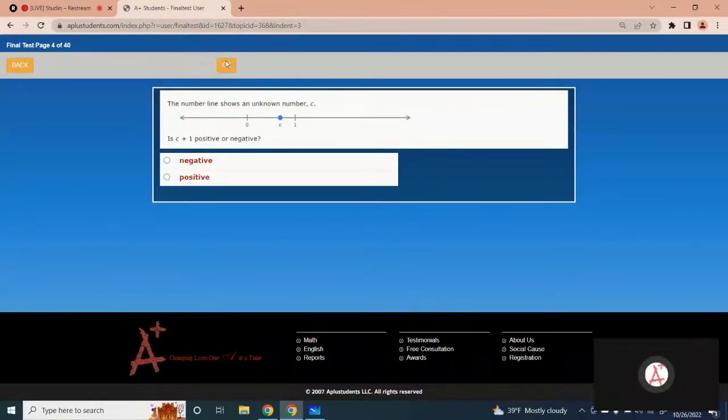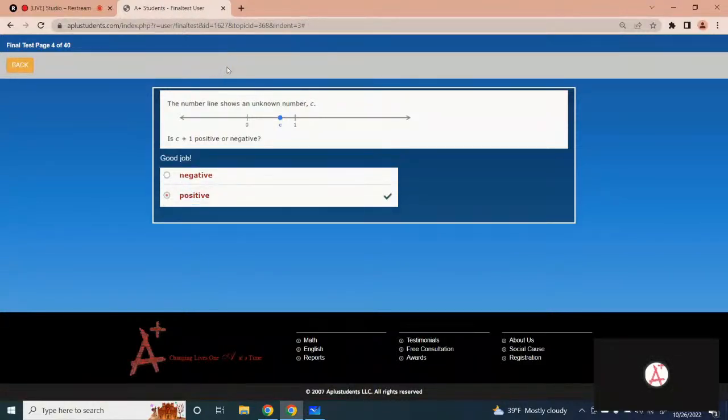So C is on the positive side. So C plus 1 is also a positive number. Got it? So just select the correct option and then click on the OK button.